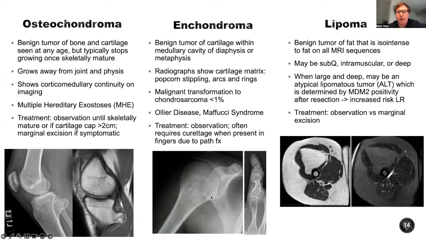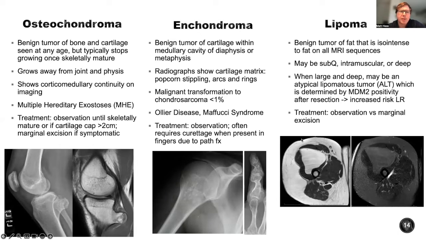There's a lot more we could talk about with central cartilaginous tumors, but that's a little beyond the scope of this talk. As far as lipomas, these are benign tumors of fat. This is isointense to fat on all MRI sequences. These can be subcutaneous, intramuscular, or deep. So here's an example of an intramuscular lipoma. You can see the subcutaneous fat is white on a T1. As we mentioned, on T1 the fat is white and lighter than the surrounding skeletal muscle. So this is within the skeletal muscle of the thigh.